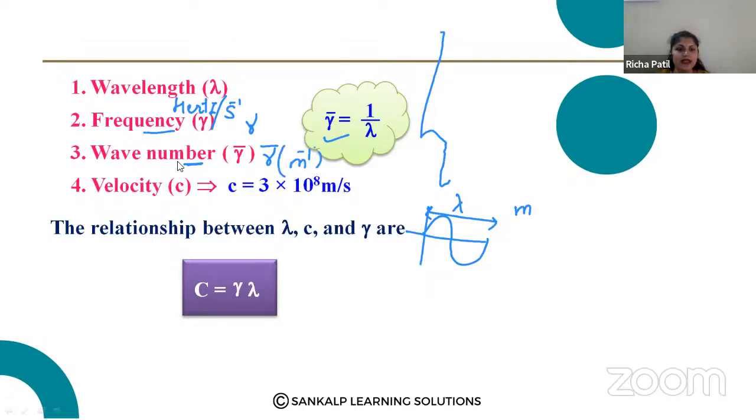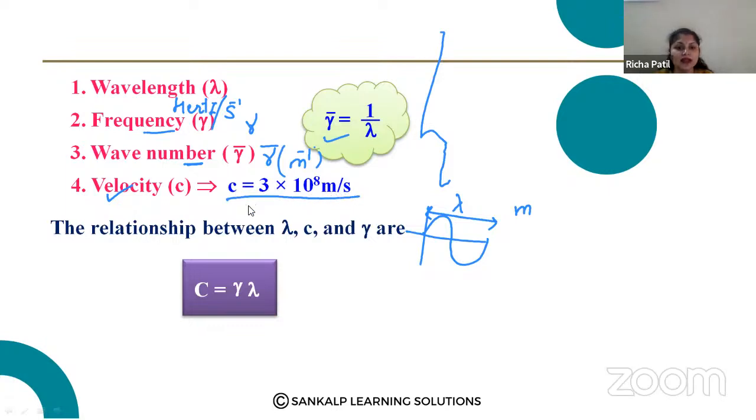Next, the characteristic of a wave is velocity. What do you mean by velocity? It is denoted by small c. Velocity is nothing but the speed with which the wave travels. The speed of light is c, 3 into 10 raised to 8 meter per second.